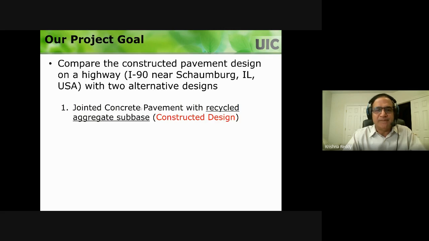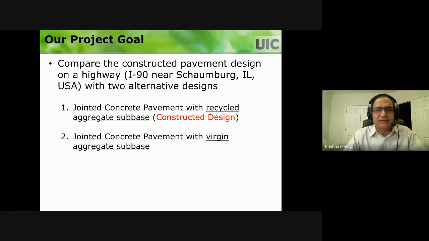So the constructed design was concrete pavement with recycled aggregate subbase. That's how the roadway was constructed. But then we are asking these questions. Okay, that was constructed at that time. It was not long ago, a few years ago, but was it a good choice? How sustainable is this?